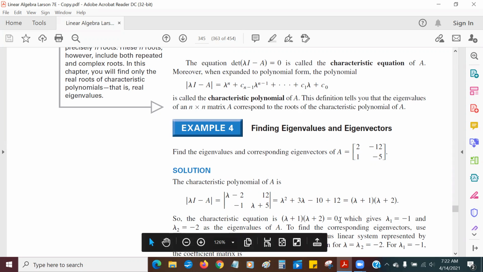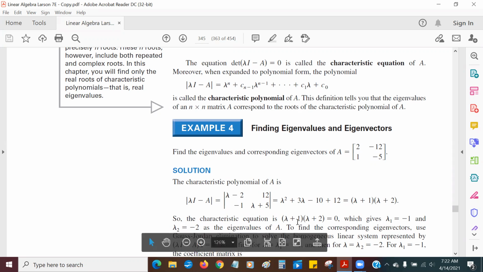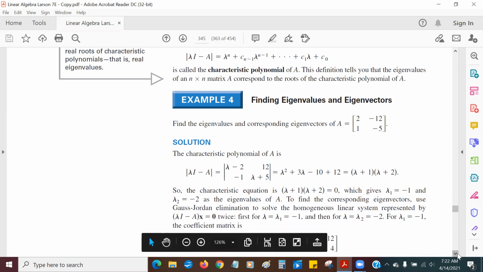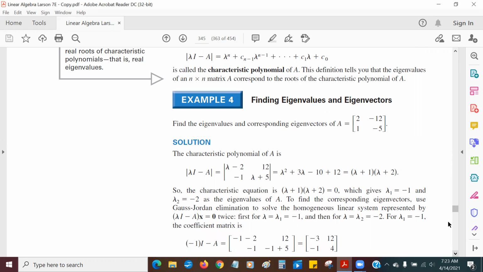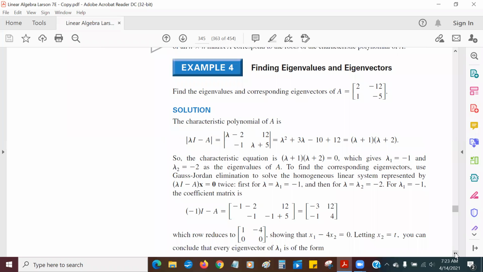So I'm going to set it equal to 0, and guess what? We've just solved for lambda. We now have two values for lambda. We have lambda 1, which is going to be -1 because I'm setting lambda plus 1 equal to 0. Then lambda 2 is going to equal -2 because I'm setting lambda plus 2 equal to 0. So we now have two different lambdas based on this equation. That is totally awesome. Now let's find the corresponding eigenvectors.